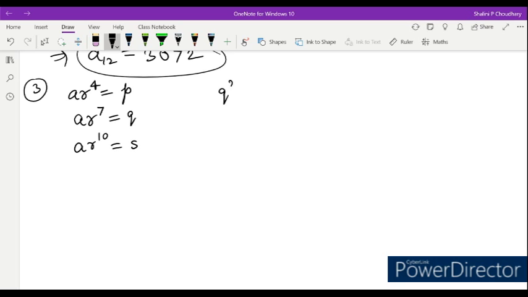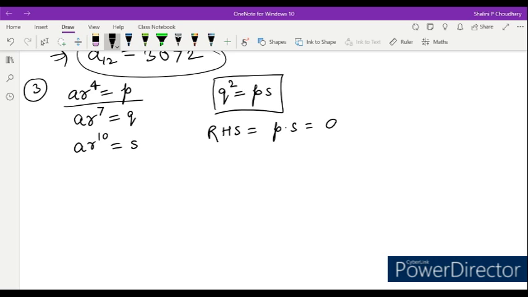You have to prove q square is equal to ps. Okay, we have to prove that. Now what we will do here, we will take ps, that is the RHS, that will be equal to p into s, and p is equal to a r to the power 4 multiplied by s, which is a r to the power 10. So what we are getting, we will get a square into r to the power 14.